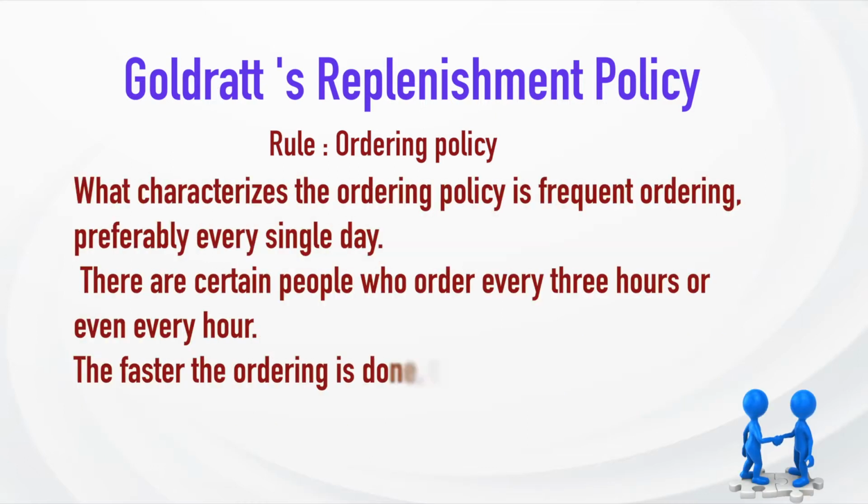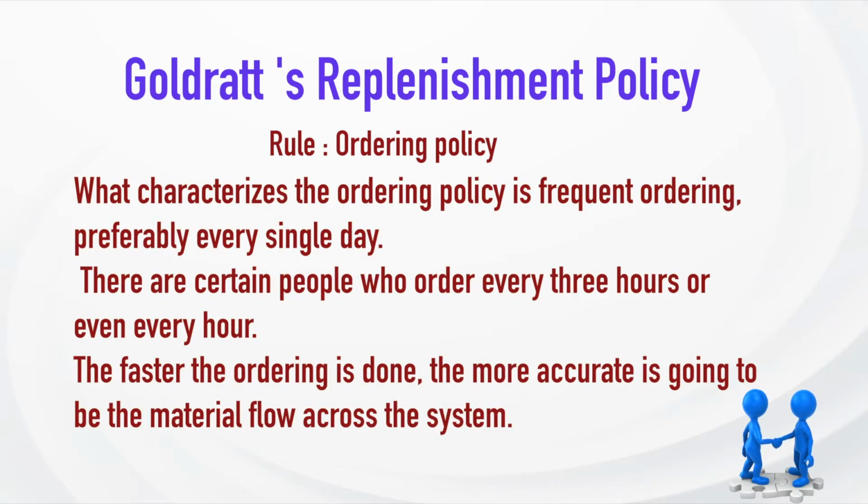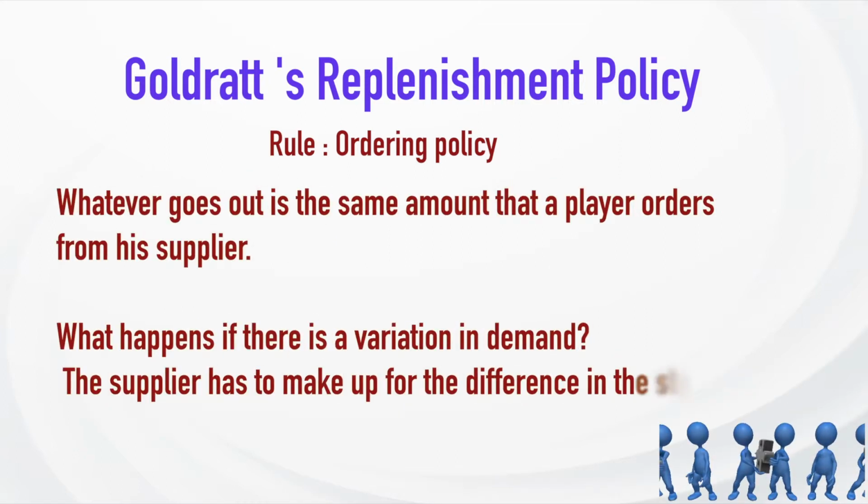Now, what characterizes the ordering policy is frequent ordering, preferably every single day. There are certain people who order every 3 hours or even every hour. The faster the ordering is done, the more accurate the material flow across the system is going to be. To put it in simple words, whatever goes out is the same amount that a player orders from his supplier. Now, what happens if there is a variation in demand?